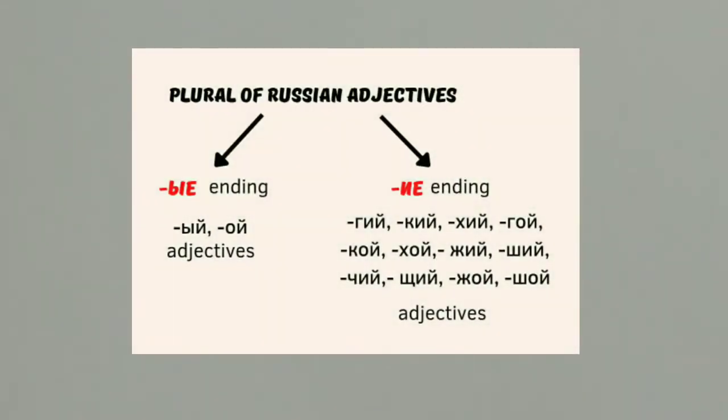Please look at the screen right now. So the plural of adjectives is formed in two different ways, and basically the plural form of an adjective is achieved by changing the ending of the adjective, and there are two different endings. So you can make the plural of adjectives by either changing its ending to ые, or by changing it to ие. So there are two ways of making it, and right now we'll be talking about when to change the adjective ending into ые or into ие.